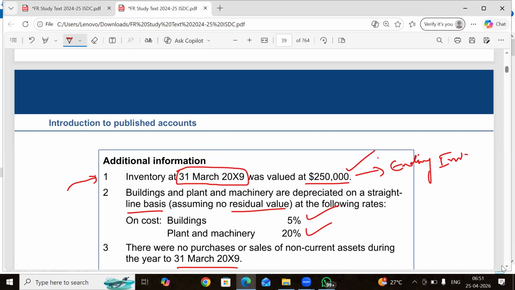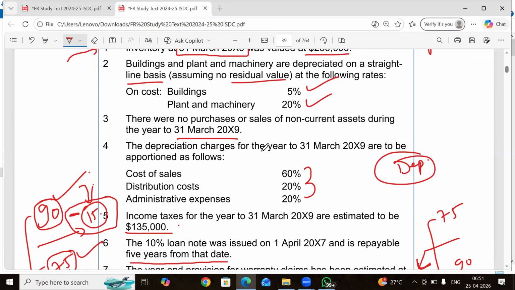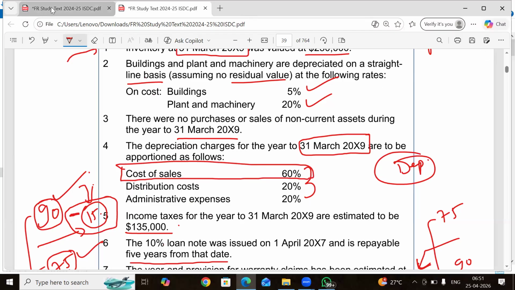But cost of goods sold will have one more adjustment, that is, depreciation. The depreciation charges for the year ended 31st March at the end of the year are to be apportioned as follows. That means you have to show depreciation in this manner. Whatever depreciation you calculate for this year, 60% has to be shown in cost of sales. So let's do the depreciation part.